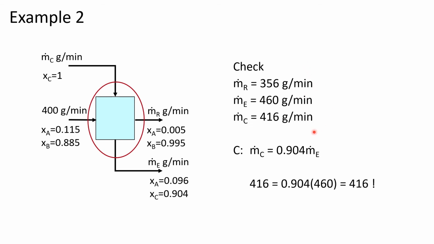We can check our calculations with the last balance equation that we hadn't used for doing any of the calculations. Let's just see if we find that this equation is satisfied. On the left-hand side, we plug in m dot c, which we determined was 416, and we ask ourselves, is that equal to 0.904 times the value we have calculated for m dot e? We take 0.904 multiplied by the value we calculated, which is 460. We find it is indeed equal to 416. So it looks like we did the calculations correctly.